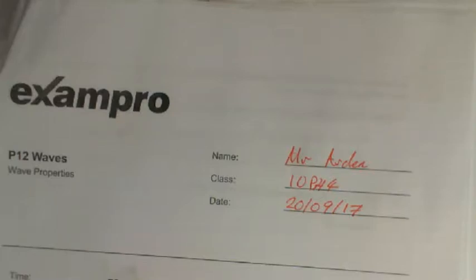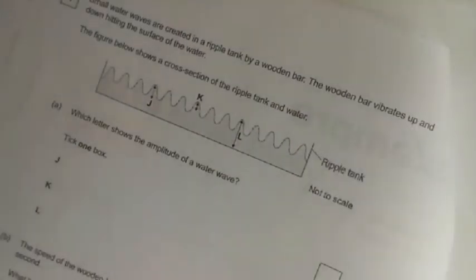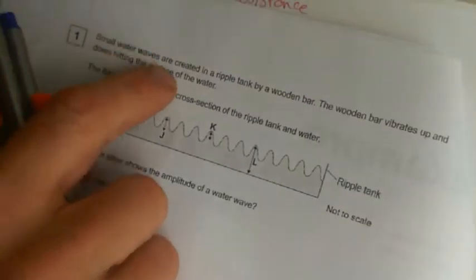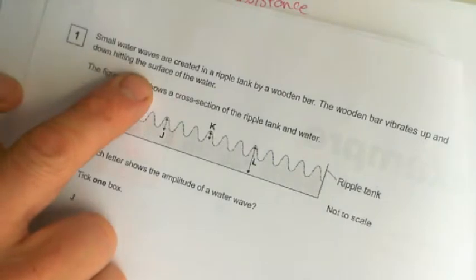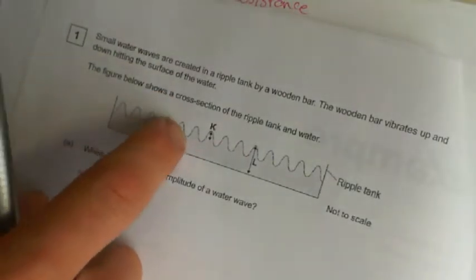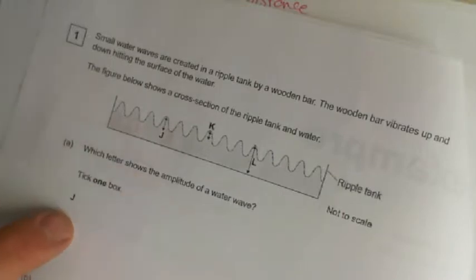Okay, so P12, let's go through this paper then. Question 1. It says, small water waves are created in a ripple tank by a wooden bar. The wooden bar vibrates up and down, hitting the wooden surface. And you can see the waves that have been created there. And it says, which letter shows the amplitude of a water wave?